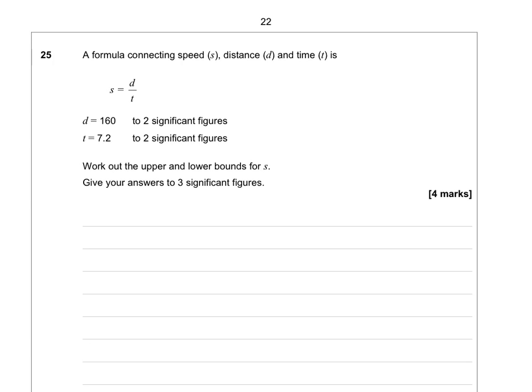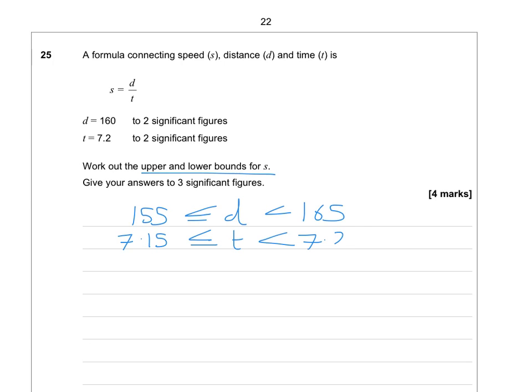Question 25. A formula connecting speed, distance and time is speed equals distance over time. And here are the values of d and t rounded. Work out the upper and lower bounds for s. So we're going to start off by working out the upper and lower bounds for d and t. So the lower bound for d is 155. Remember, d's been rounded to two significant figures. Its upper bound is 165. T's lower bound is 7.15. Its upper bound is 7.25.